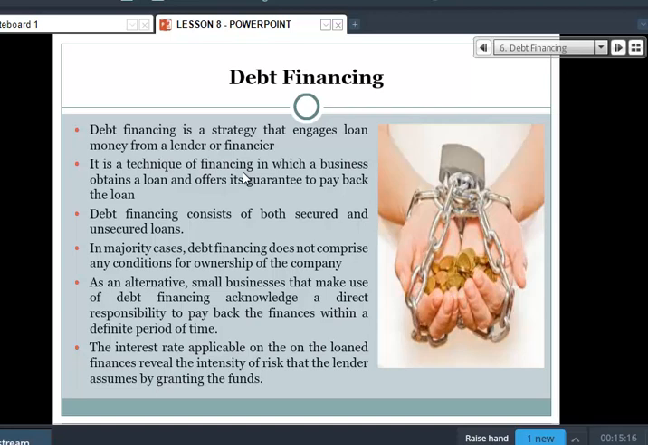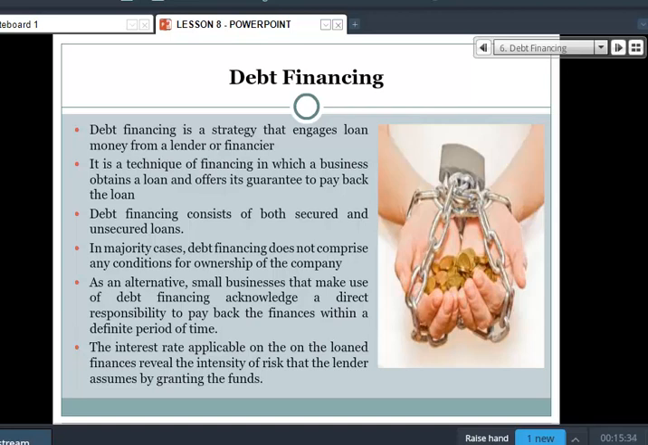You are still bound to this money. You cannot get rid of this money until you settle the payment. So it is a technique of financing in which the business obtains a loan or offers a guarantee to pay back the loan.